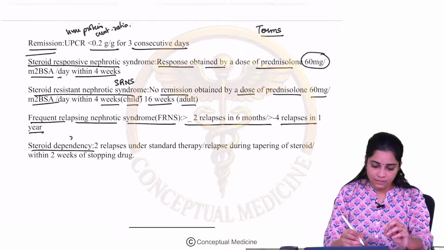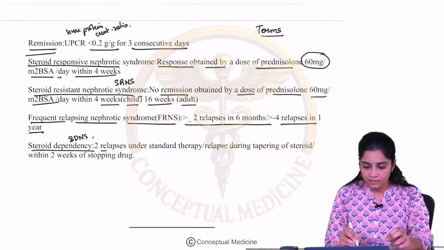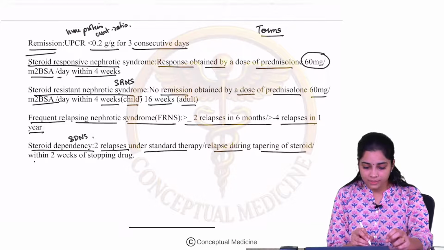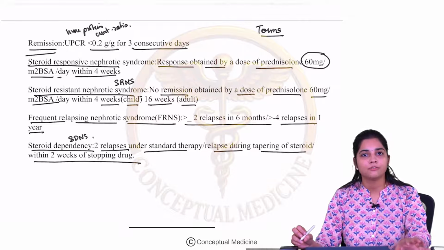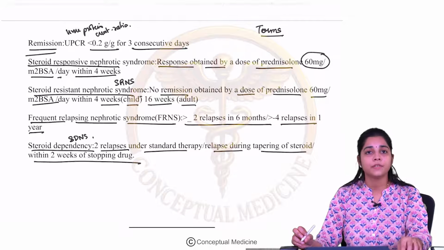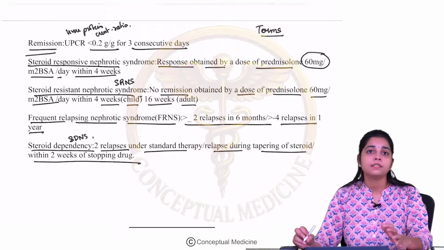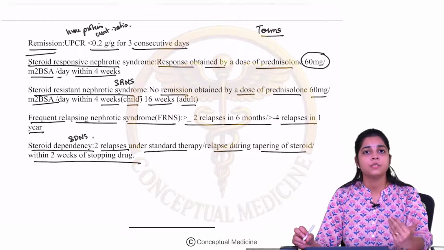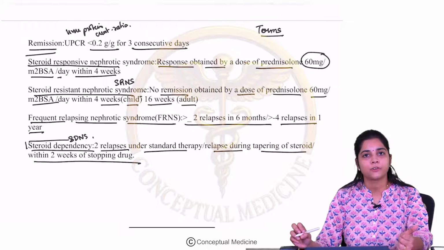What is steroid dependent nephrotic syndrome, or SDNS? There are 2 relapses under standard therapy, or relapse during tapering of the drug, or within 2 weeks of stopping the drug. So in nephrotic syndrome, once you start them on steroids, in children you treat them up to 4 weeks or in adults you treat them up to 16 weeks, right? So during the tapering of the steroid or within 2 weeks of stopping the drug, if there is a relapse and the UPCR becomes positive, then it is called steroid dependent nephrotic syndrome.